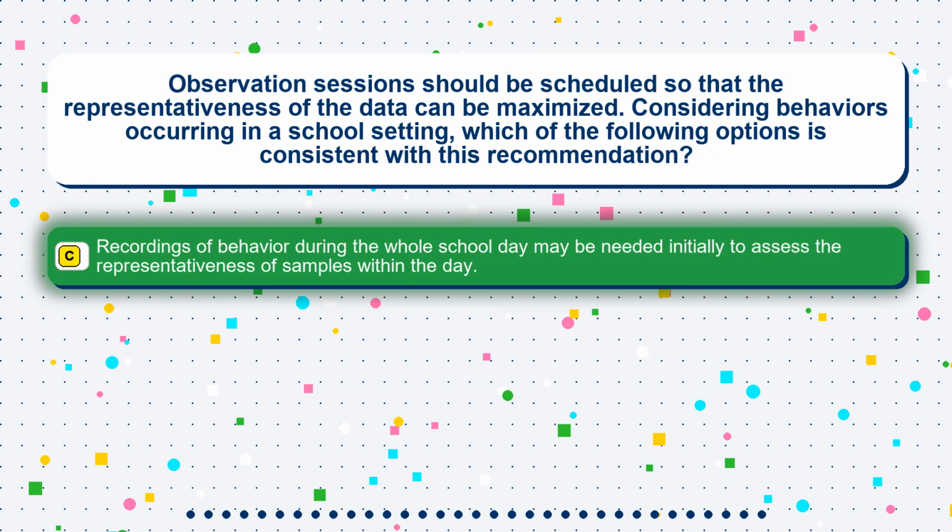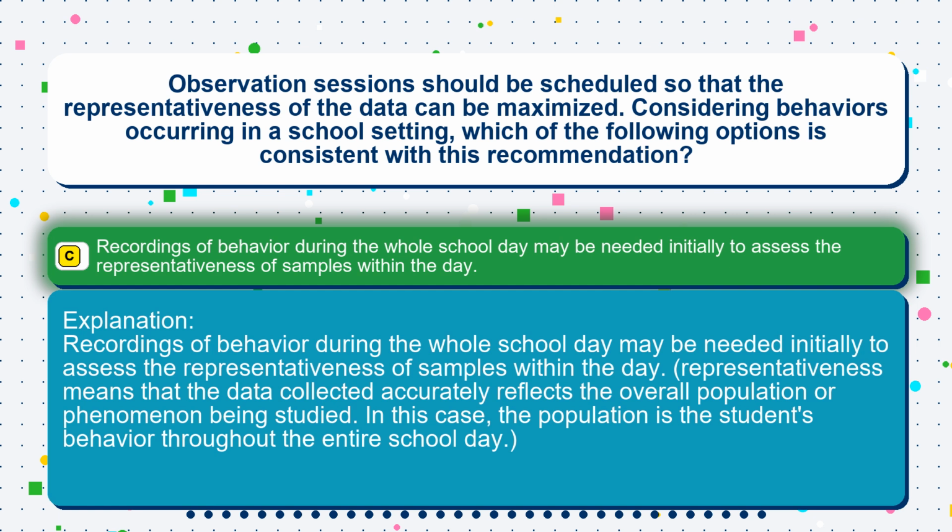The correct answer is option C. Recordings of behavior during the whole school day may be needed initially to assess the representativeness of samples within the day. Representativeness means that the data collected accurately reflects the overall population or phenomenon being studied. In this case, the population is the student's behavior throughout the entire school day.